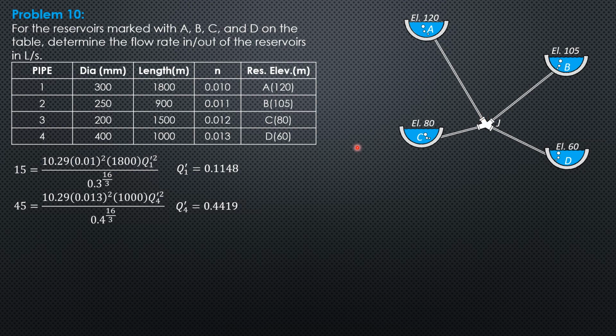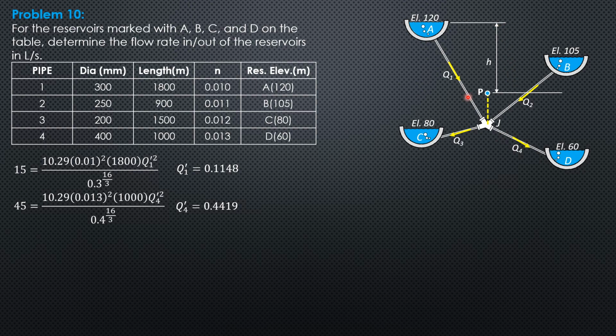And because the elevation difference between C and D is 20, there's a possibility that the isometric level will be above C. So the discharge equation will be Q1 plus Q2 equals Q3 plus Q4. So let's try that. So that's the flow direction. And this is the isometric level.